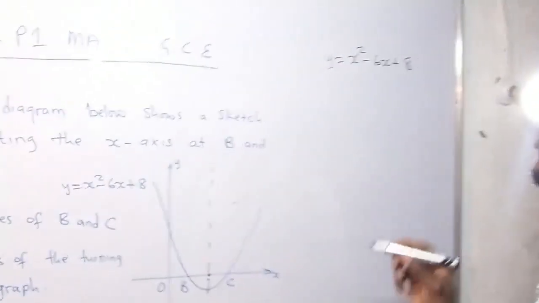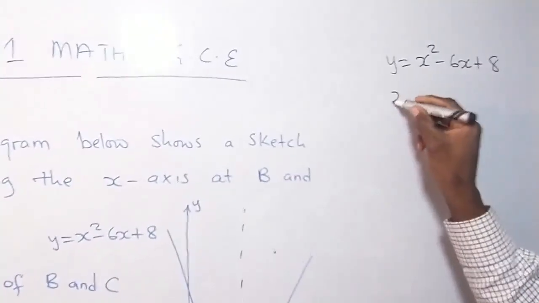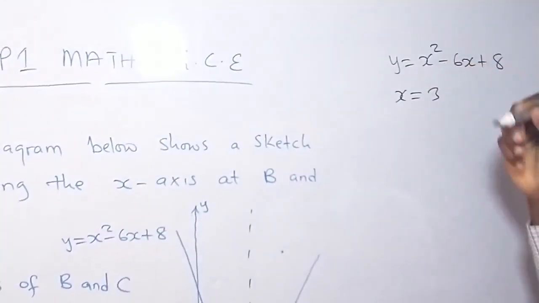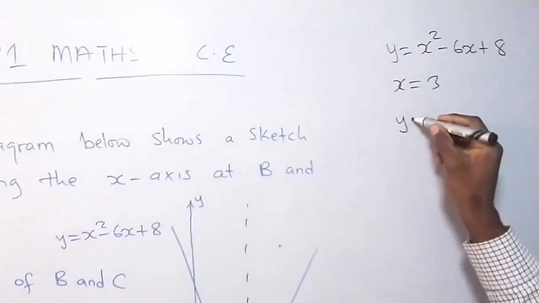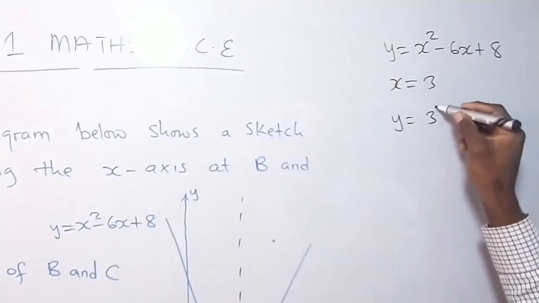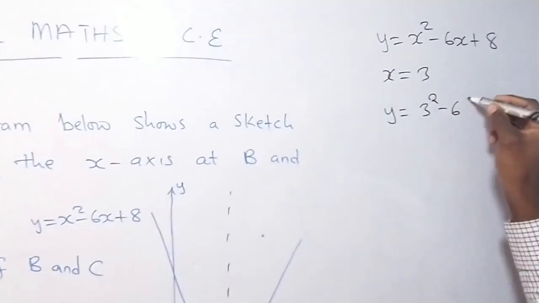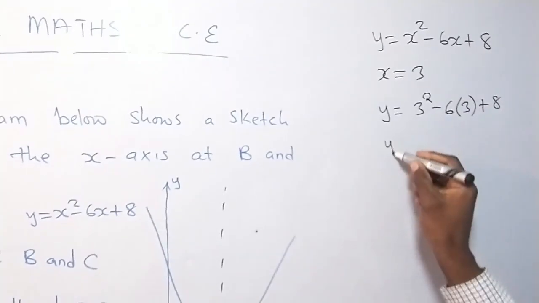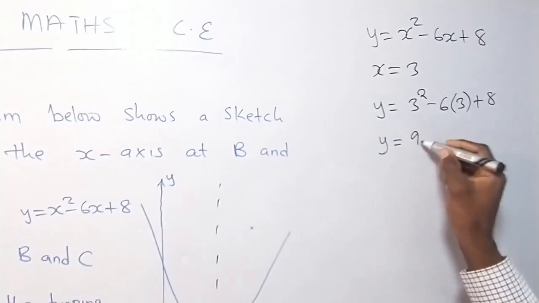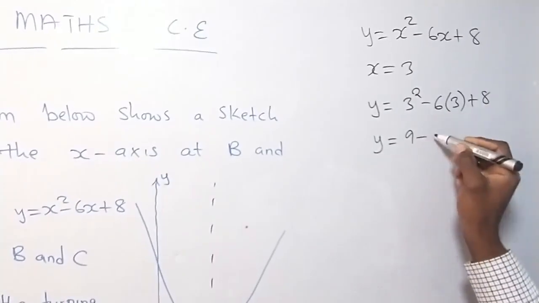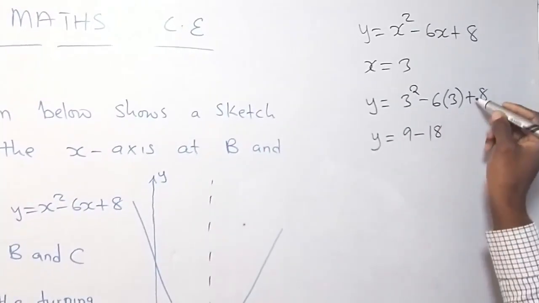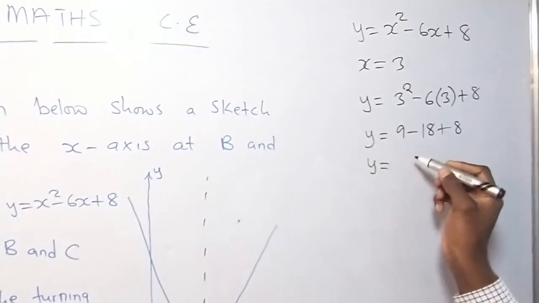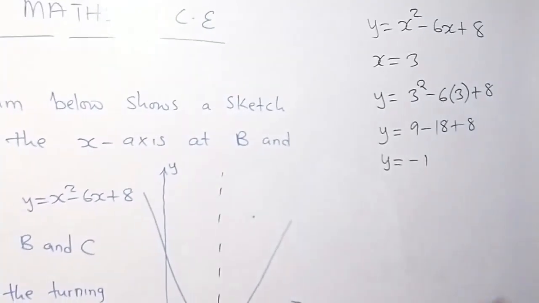Now that we know x is equal to 3, we replace where there is x with 3. y is equal to 3 squared minus 6 times 3 plus 8. Here 3 squared is 9, 6 times 3 is 18, so we have 9 minus 18 plus 8. When we work this out, we have negative 1.